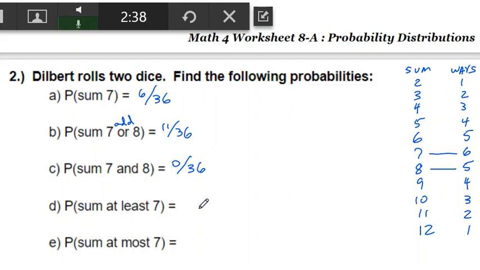Sum of at least 7. At least that would be 7 but no more. That's basically everything 7 and under. So we're going to show 6 plus 5 plus 4 plus 3 plus 2 plus 1. That is going to be 21 altogether.